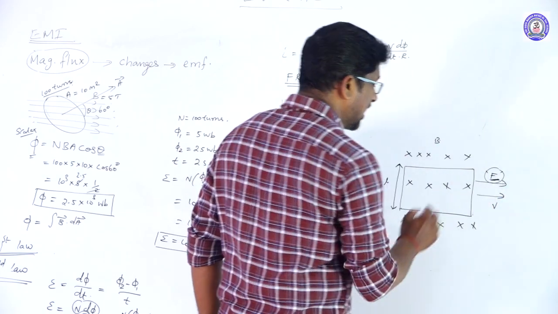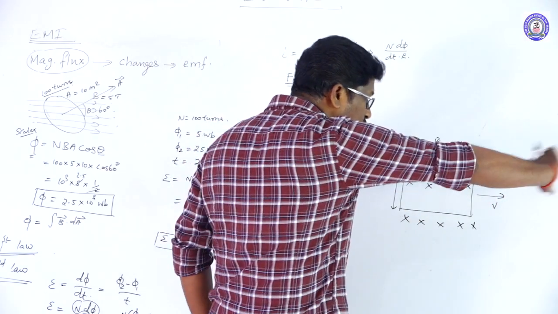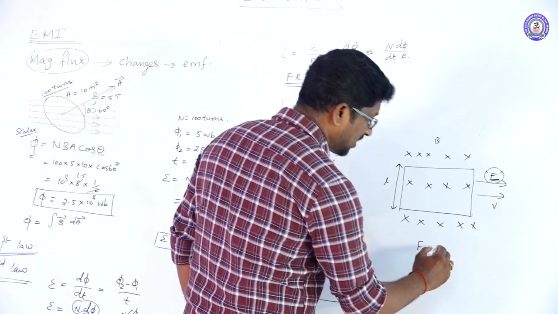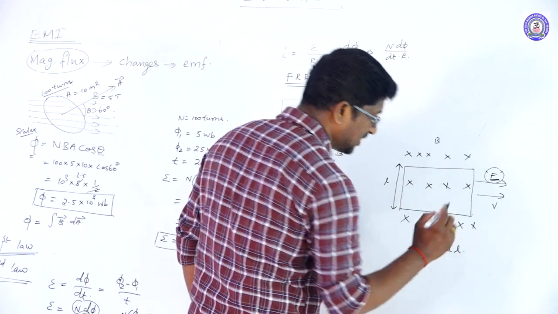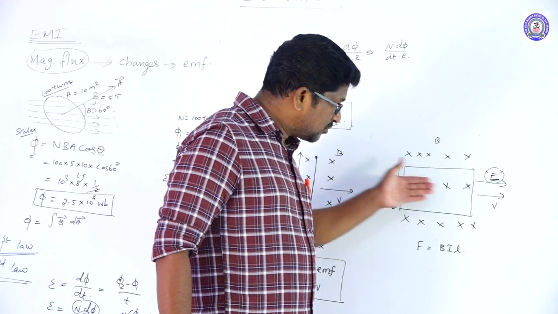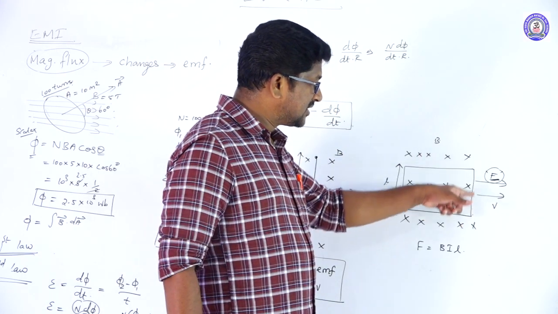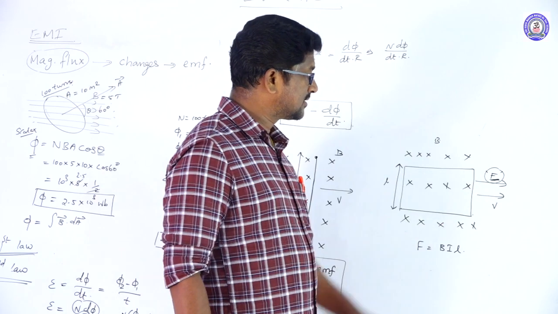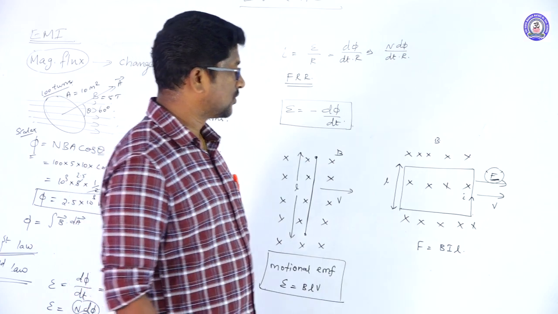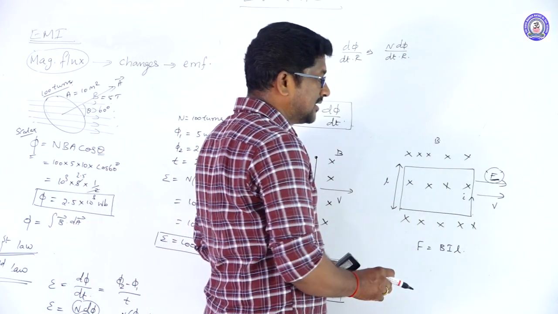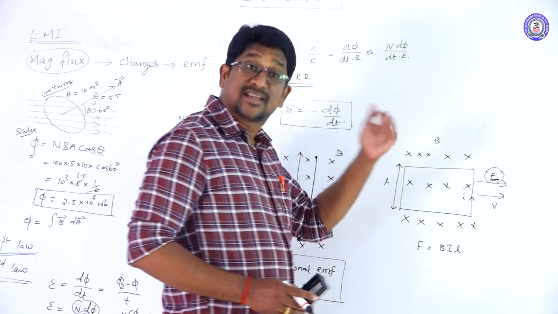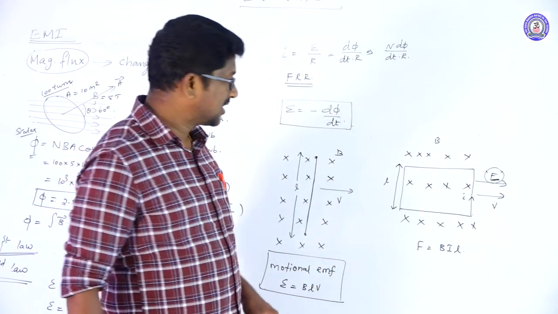And this external applied force, in order to move the rectangular loop in the outward direction, can be calculated by using the formula F is equal to BIL. Because when the rectangular loop moves inside the magnetic field, an EMF is induced across these two ends, so an induced current flows through the circuit. Right? So this is a current carrying conductor. When a current carrying conductor is placed inside the uniform magnetic field, it experiences a mechanical force.